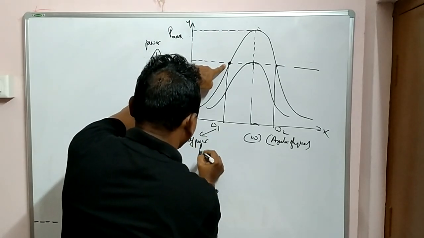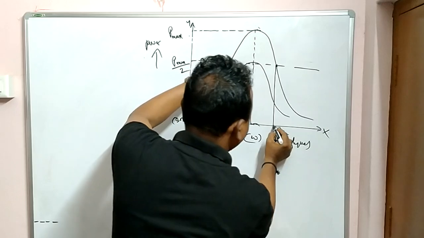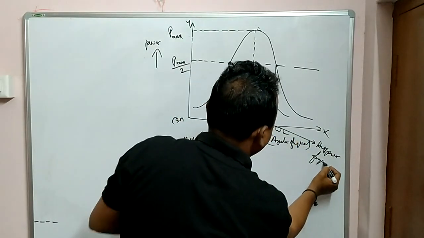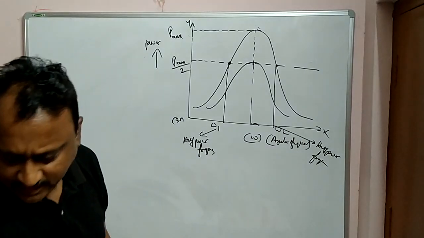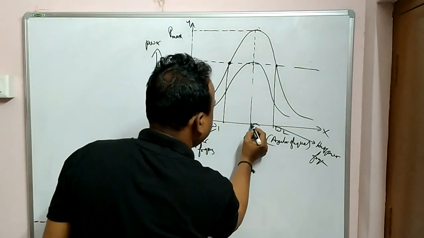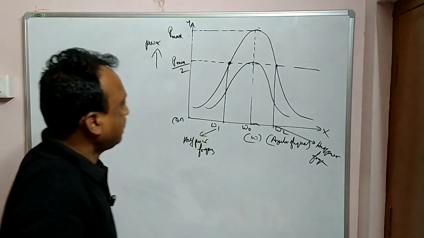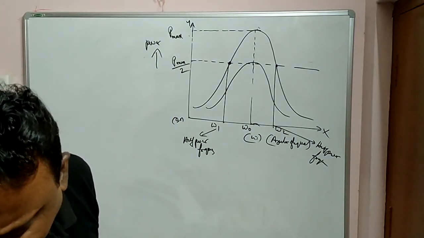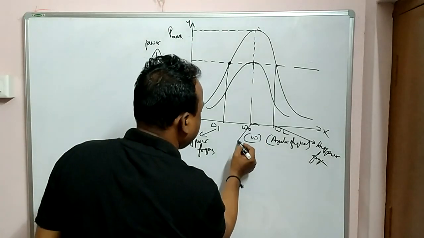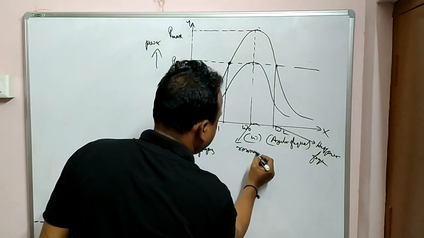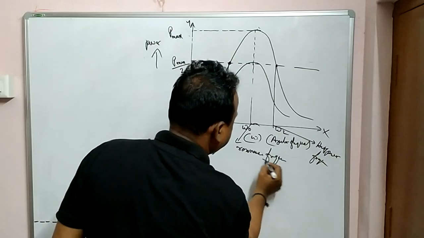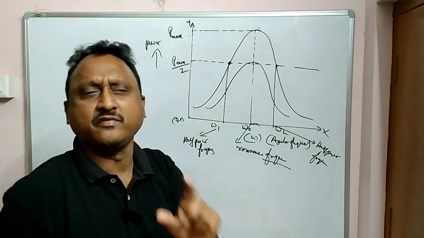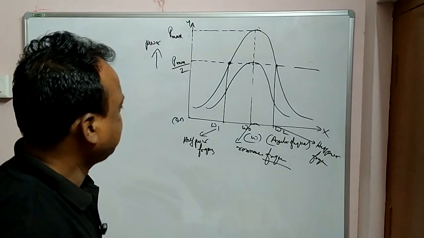Half power frequency, this is also a half power frequency. And the middle point you can take as omega naught. That you can call the resonance frequency. I already told you what resonance is. There, VL is equal to VC, that is, XL is equal to XC condition.